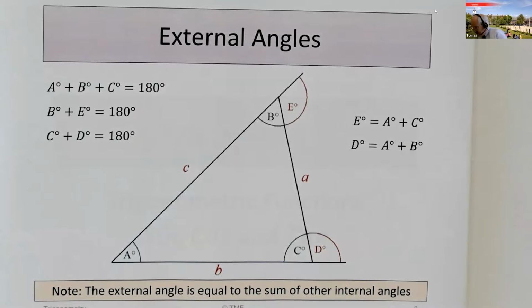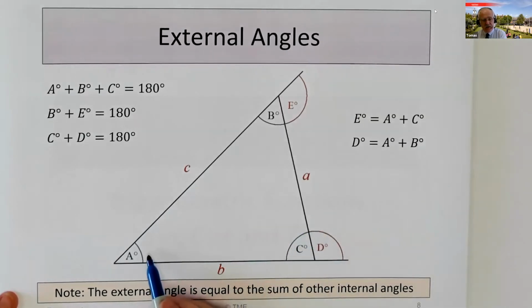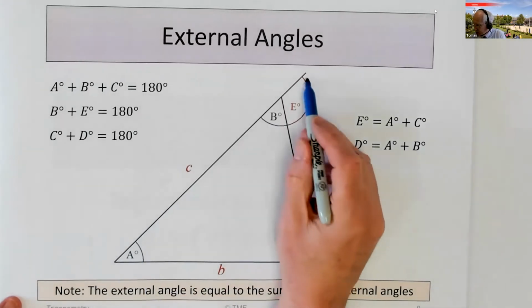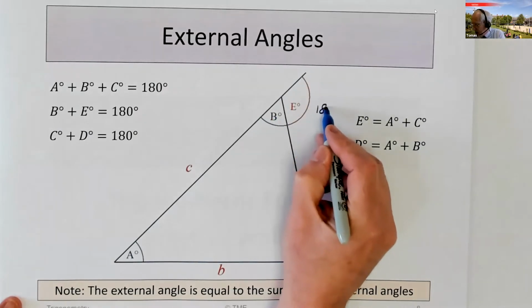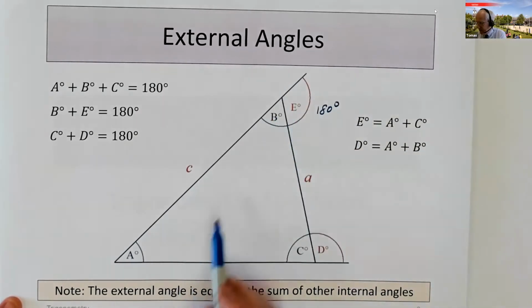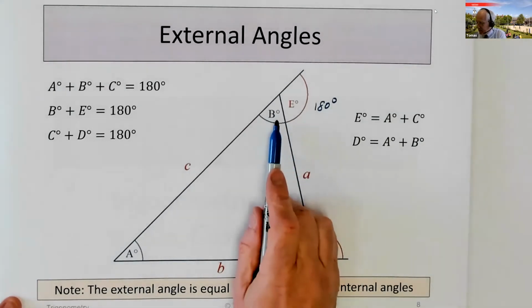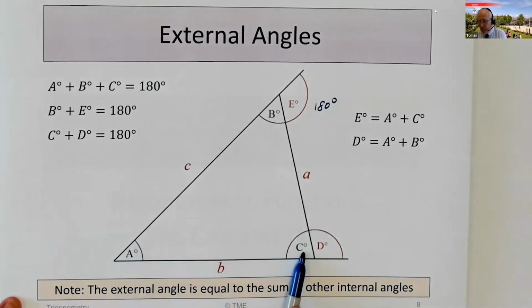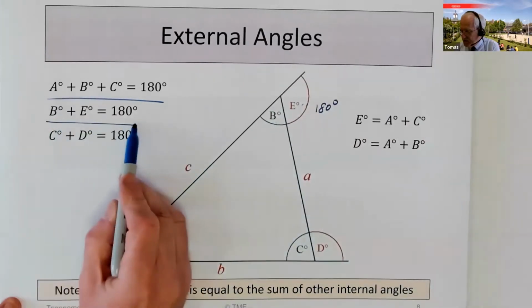This is a theorem. Well, I suppose it's a proof, but it's also a fact that A, B, and C must add up to 180. But also B and E here, that angle taken on the full line, equals 180. So B plus E must be the same as A plus B plus C, so E must be the same as A and C. A and B and C is 180. B plus E is 180.